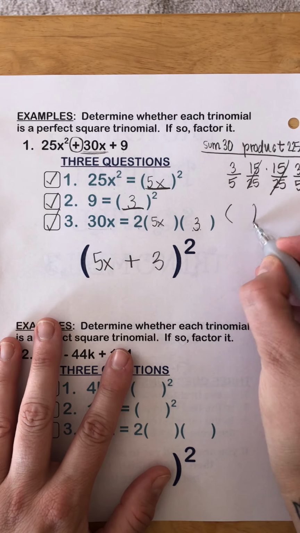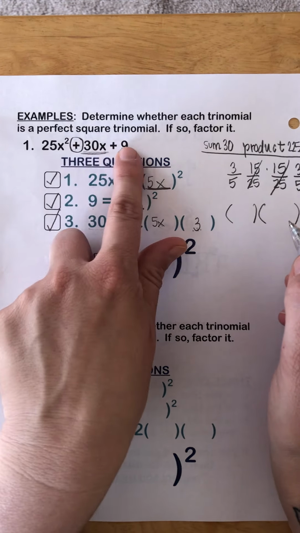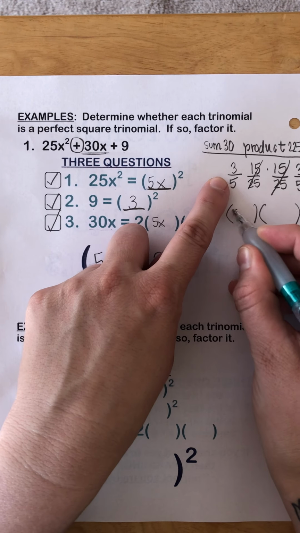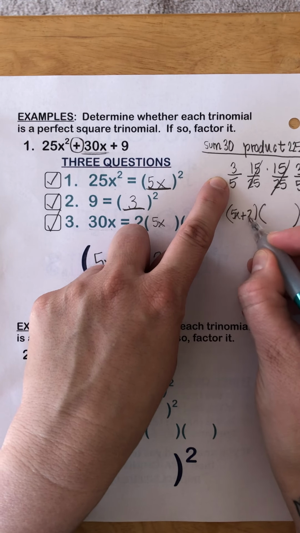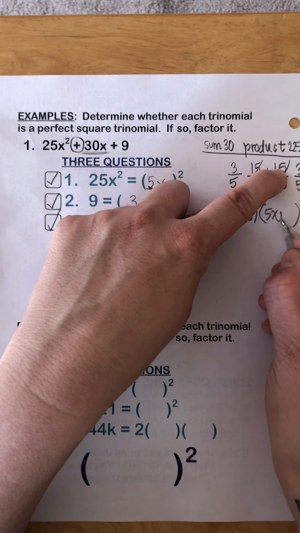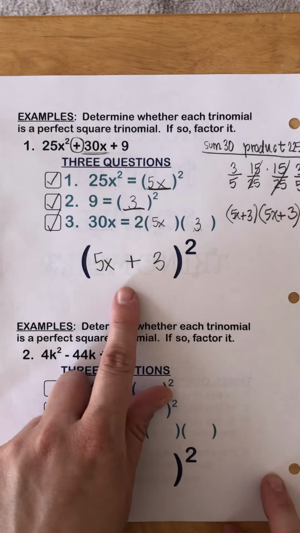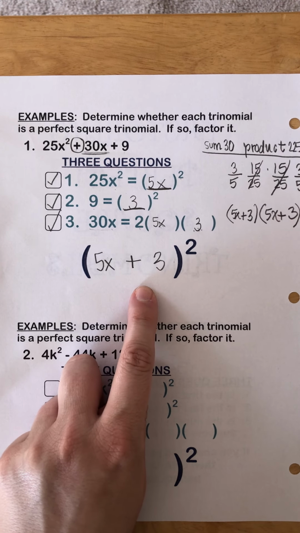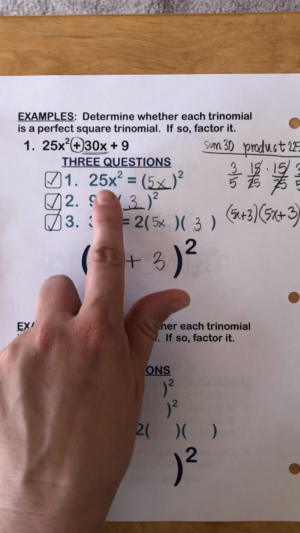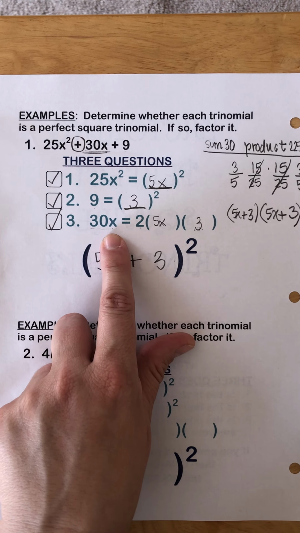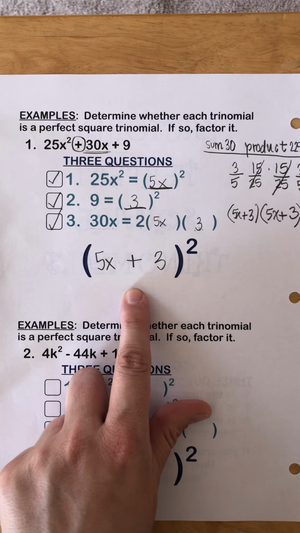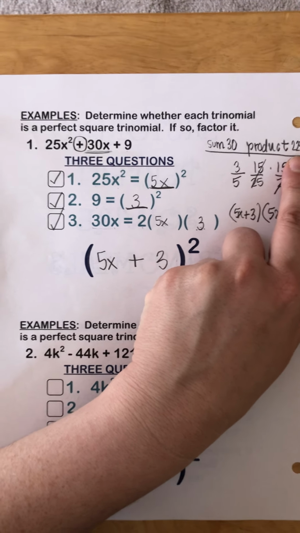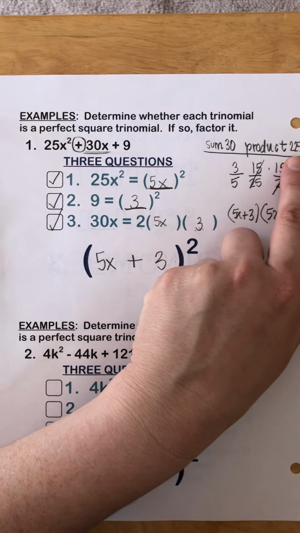So if I were to write my answer, look where my variables are. They're in the front. So my variables are going to go in the front. So I would have 5x plus 3 times 5x plus 3, which is the same answer that we got right here. But this way, if you can recognize that it fits the criteria of those 3 questions, it will be faster for some problems. If you get a problem where you have a product of 225, and if you have to write all of those ways down, that might take you a little while.